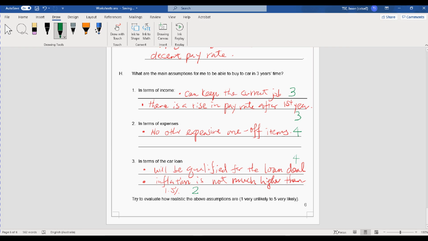So that's some of the evaluation you need to do, and that's it for the fourth video. In the next video we're going to talk about the structure of the whole assignment.